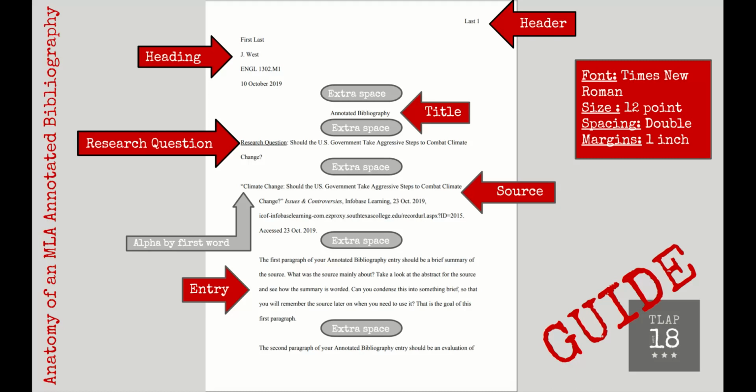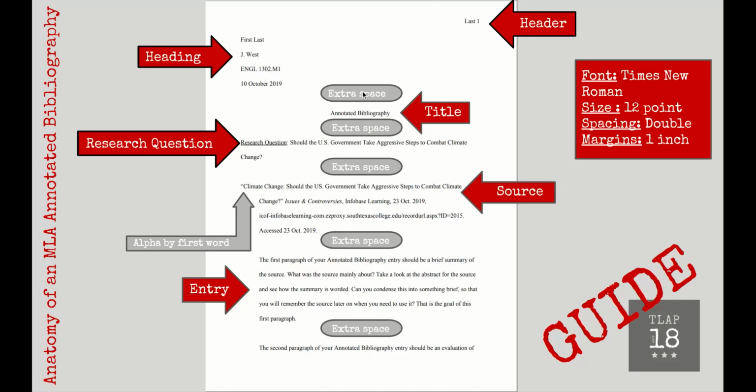And one of the things I've pointed out is that there should be extra space between all of the page elements. So I've identified the page elements with red arrows. Okay, so we have the heading, the header, we have the title, the research question, the source, and the entry. Okay, all of these different pieces require space between them so it stands apart, so that it does not look like an essay.